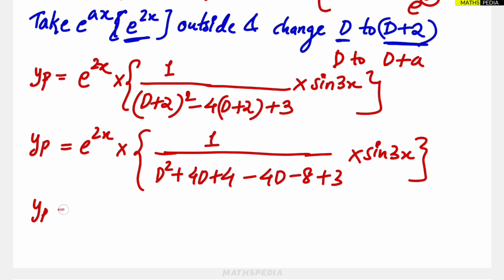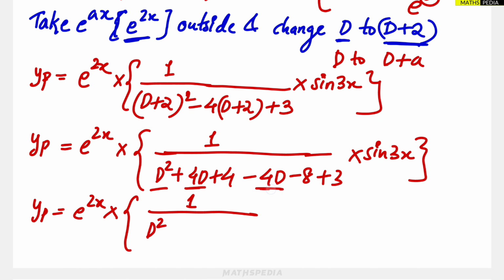So yp value will become e power 2x into 1 divided by, simplify this, D square as it is, 4D minus 4D cancelled, 4 minus 8 plus 3 will be minus 1, into sine 3x. This is the simplified version.